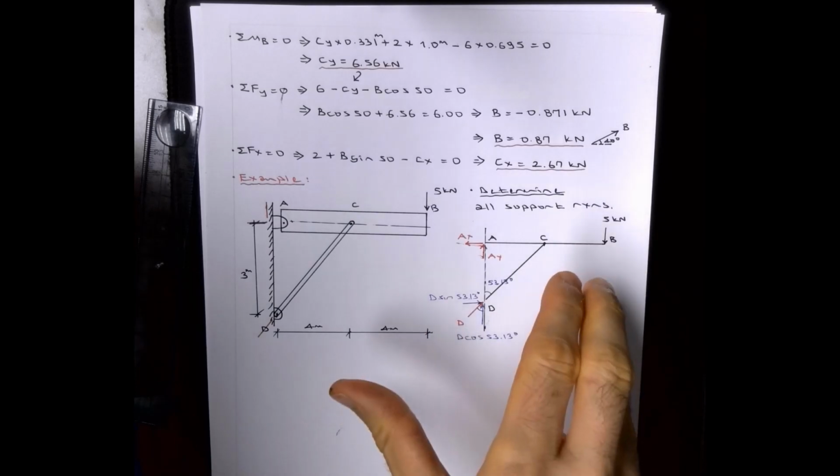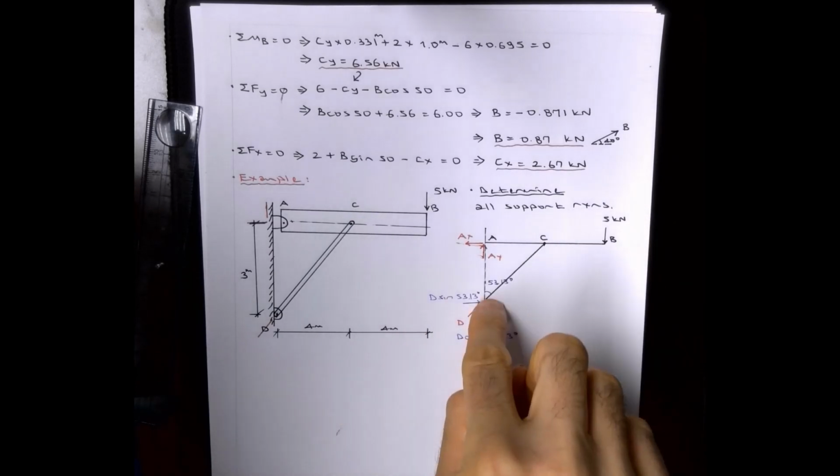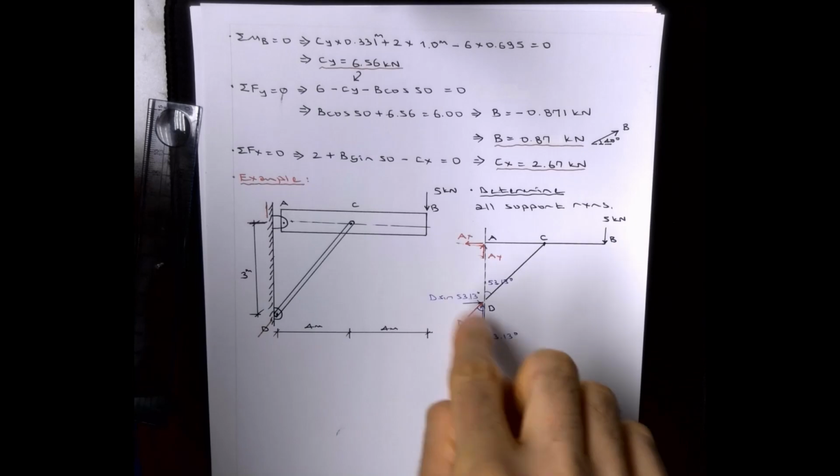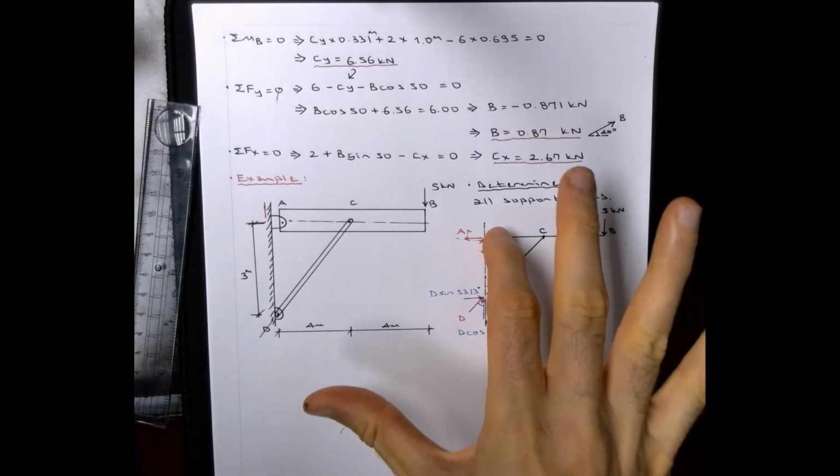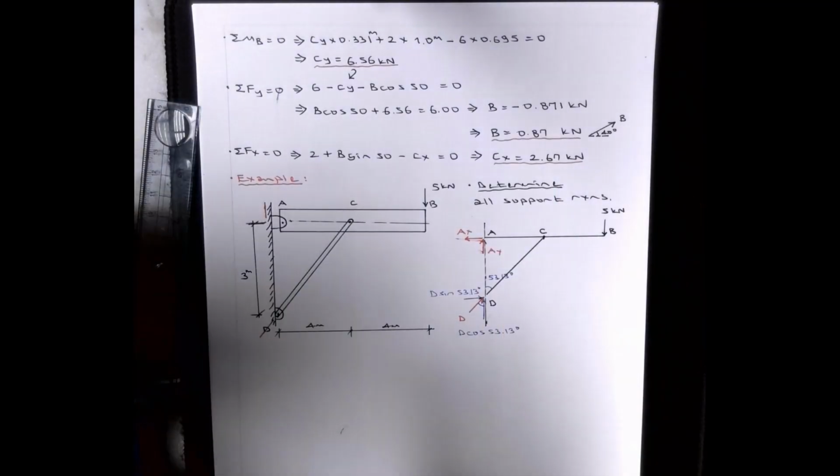That would be cool. If you take it about D, it's the same story. Then you are eliminating D as well as AY. You would find AX. So it doesn't really matter, but there are only two options: take it about A or D. Nothing else will work for this question.